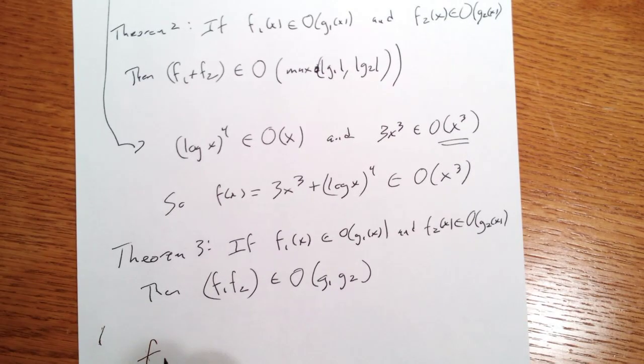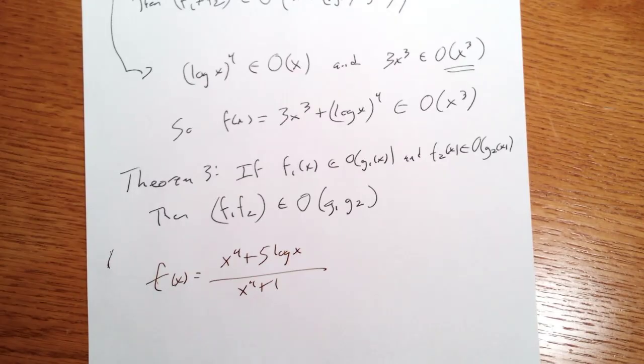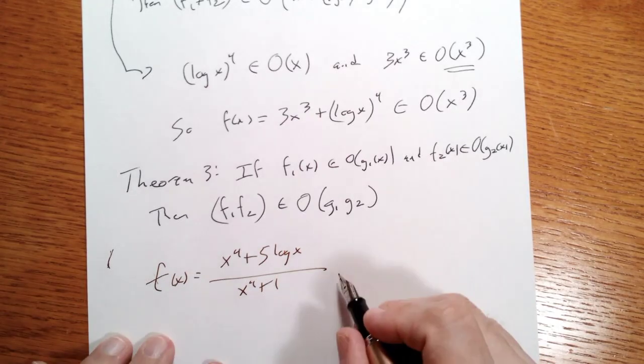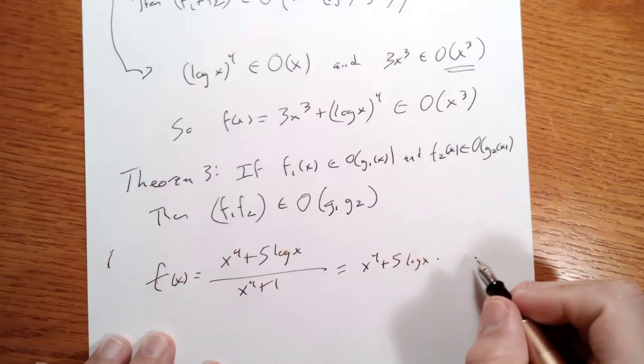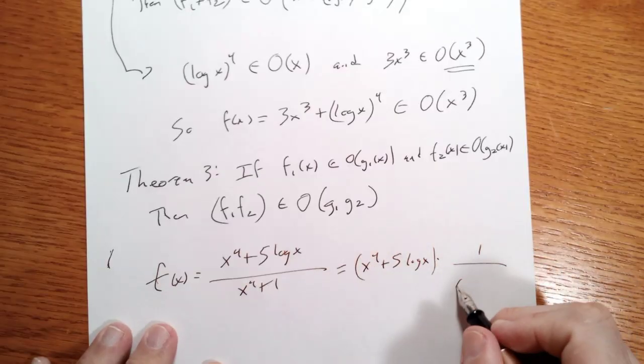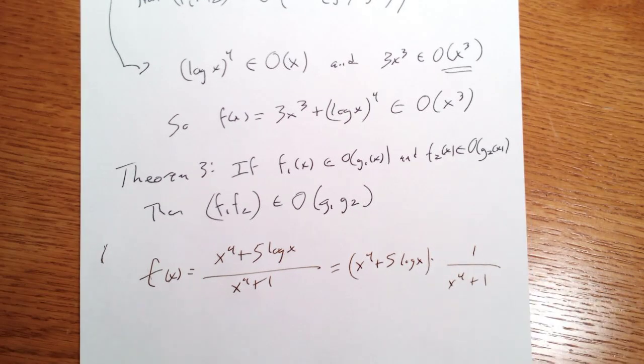There we are. f of x is (x to the fourth plus 5 log x) over (x to the fourth plus 1). Now, those of you that took an algebra class may remember something about horizontal asymptotes. Those of you in calculus may or may not have already seen L'Hopital's rule. These are equivalent ideas. Let's write this as x to the fourth plus 5 log x times 1 over x to the fourth plus 1. And let's consider each of these pieces separately.